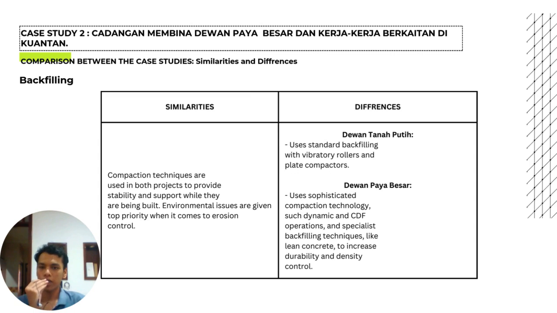Right, for backfilling, the similarities: compaction techniques are used in both projects to provide stability and support while they are being built. Environmental issues are given top priority when it comes to erosion control. The differences: Tanah Putih uses standard backfilling with vibratory rollers and plate compactors. For Paya Besar, it uses sophisticated compaction technology such as dynamic compaction and CDF preparation, and specialist backfilling techniques like lean concrete to increase durability and density control.